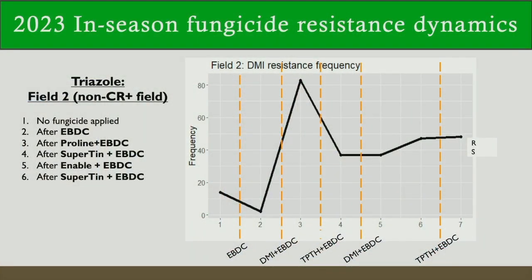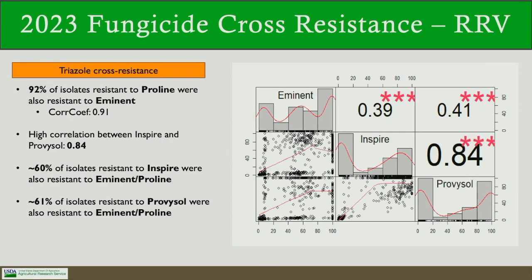When we look at trizol resistance, we see a similar pattern that we did before. You get a big spike in resistance following the trizol application, and then that tapers off following other applications throughout the year, with a slight increase following a DMI-EBDC application in between sampling 4 and 5 there. So given what we're seeing as far as fungicide resistance variability throughout the year and end of the year fungicide resistance, we thought it'd be interesting to look at cross resistance.